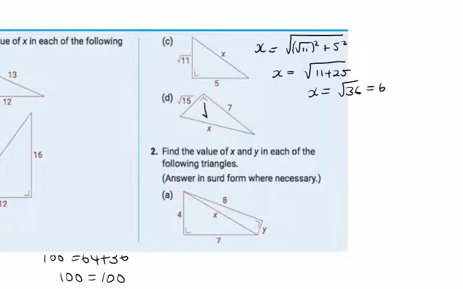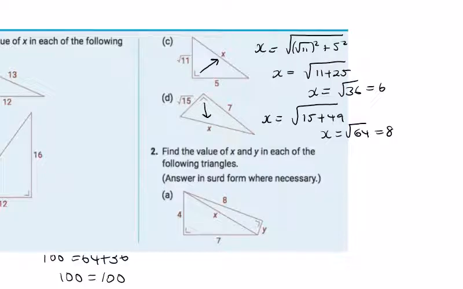Just be careful here which one is the diagonal. It is always opposite the right angle, the longest side. We're looking for the diagonal. X is equal to, I'm just going to write the 15 this time, plus 7 squared, which is 49. So x is equal to root 64, which is equal to 8.